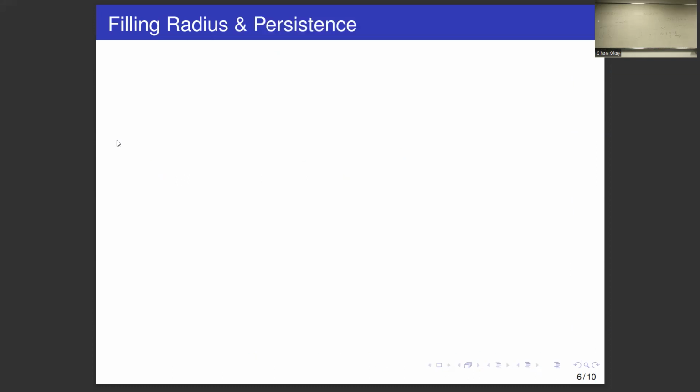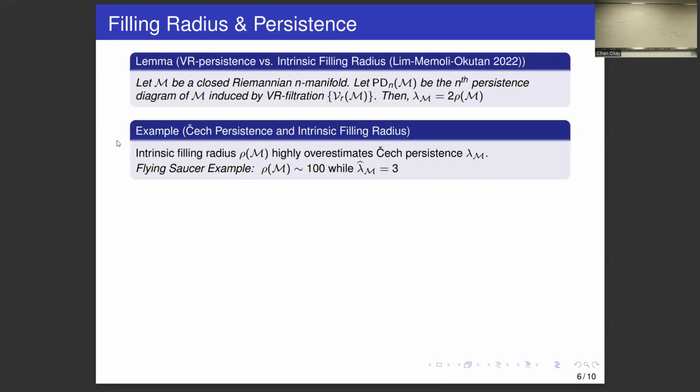But Gromov's filling radius, it turns out, will be important for Vietoris-Rips complexes. Čech complexes are related with the extrinsic filling radius, but Vietoris-Rips complexes will be about Gromov's filling radius.